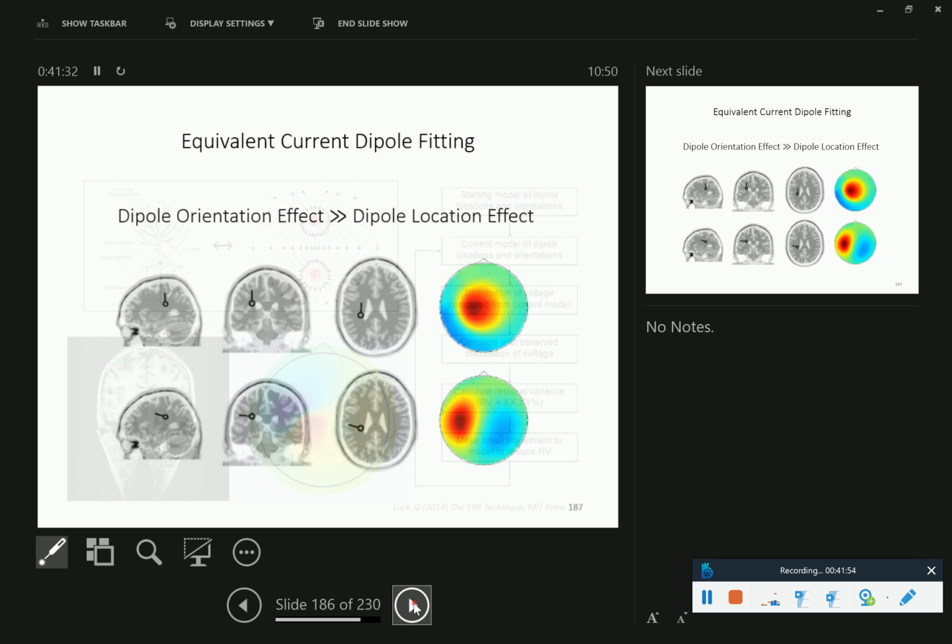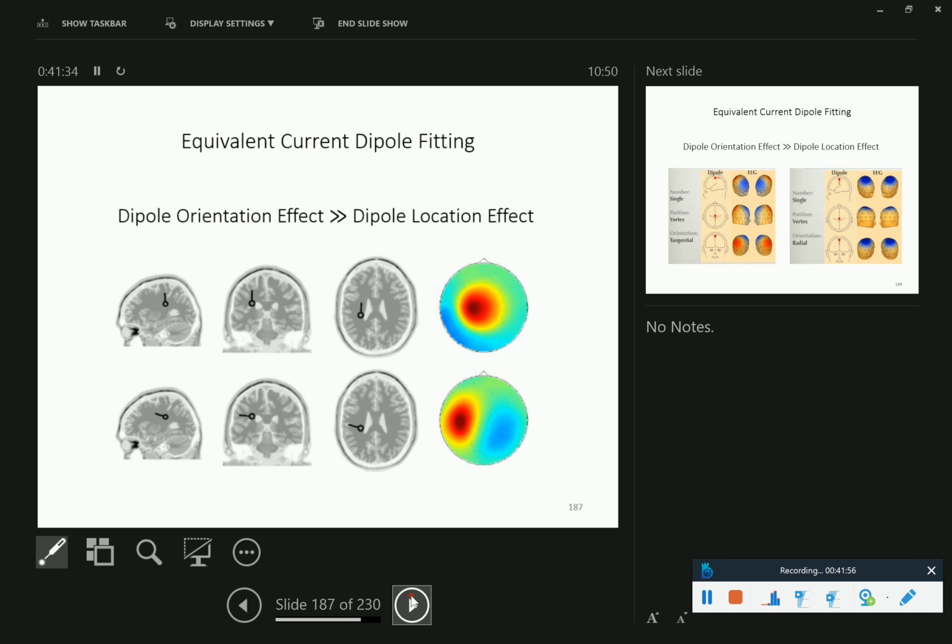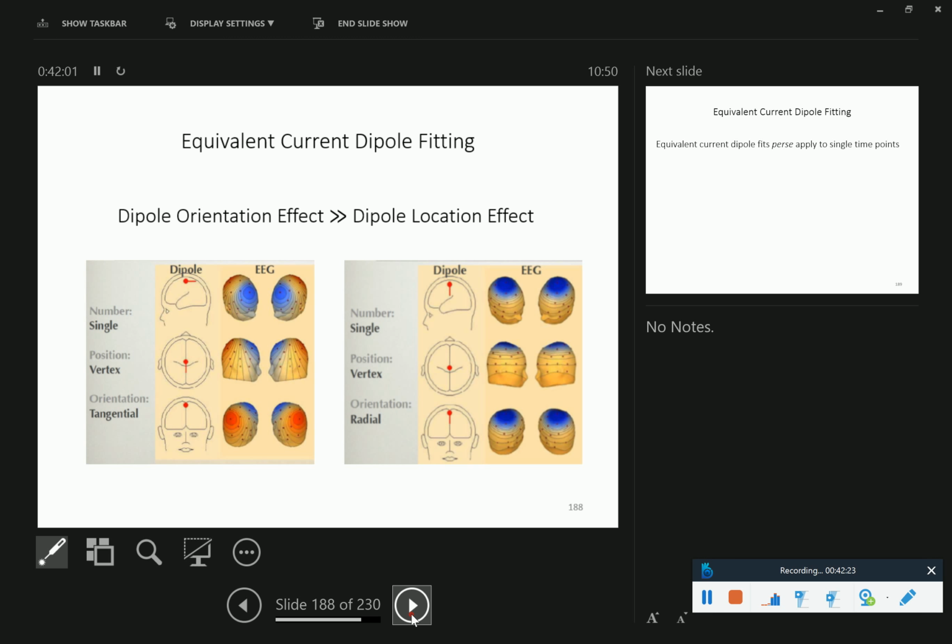And the story that I just gave you in terms of how much orientation and location affect the pattern, this is what you see here. So this is one orientation at a given location. If you only change the orientation of this dipole, you of course get a very different pattern. So the dipole orientation effect is larger than the dipole location effect in terms of fitting. This shows the same thing again with a different picture.